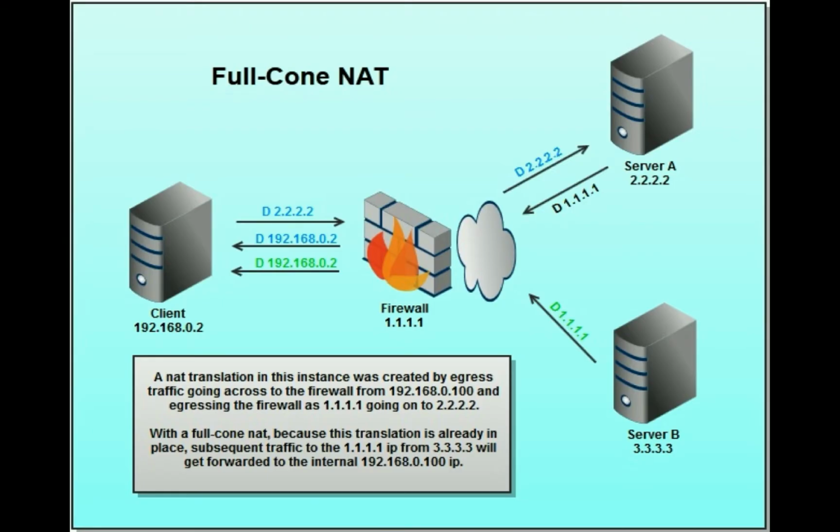There are 4 different types of NAT. There are full cone NAT, address-restricted cone NAT, port-restricted cone NAT, and symmetric NAT. Full cone NAT allows any external IP address to use the NAT mapping that currently exists in the table regardless of who caused the entry in the table.